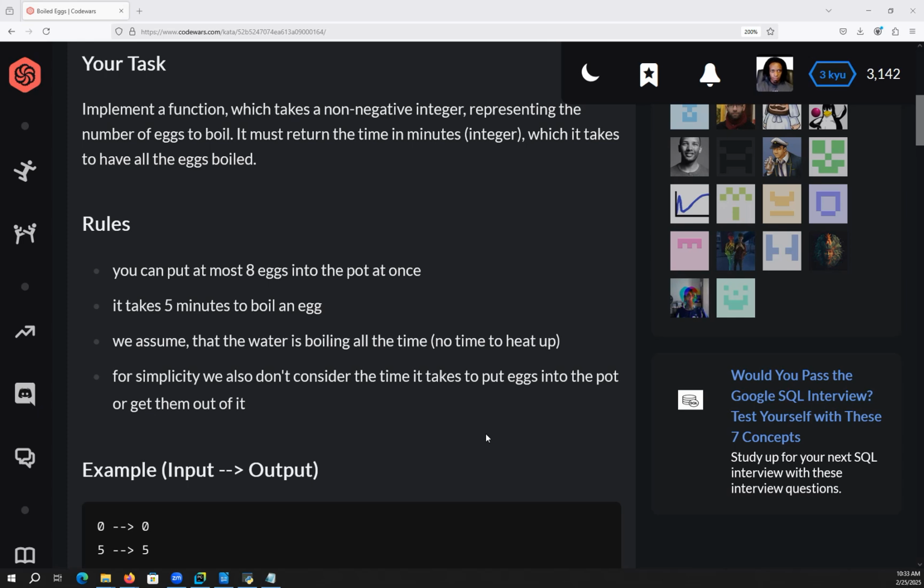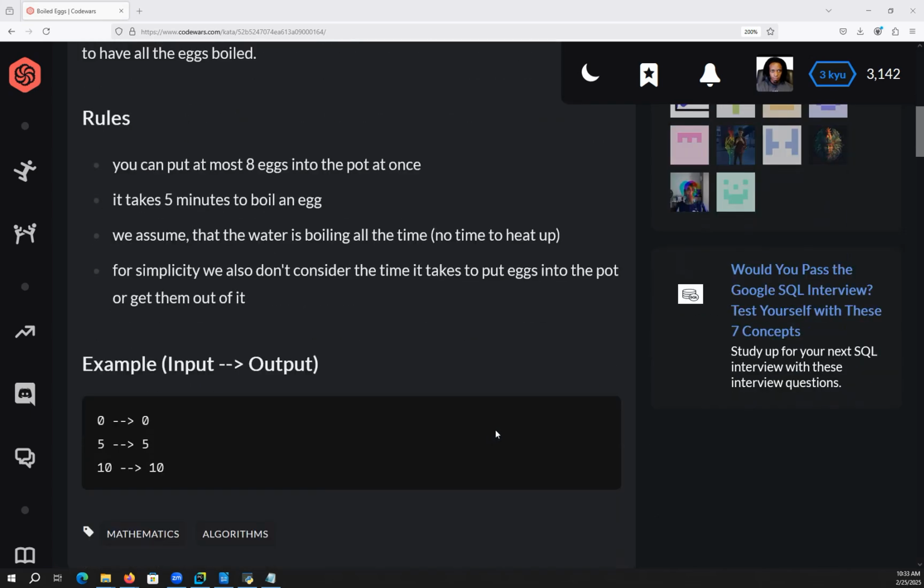Now you can only boil 8 at a time, and it takes 5 minutes to boil an egg or a set of eggs. So the 8 and the 5 are really important in this algorithm development, because you can do 8 at a time, and that 8 will take 5 minutes to boil. And of course, no matter how many eggs you have in there, it's going to take 5 minutes to boil.